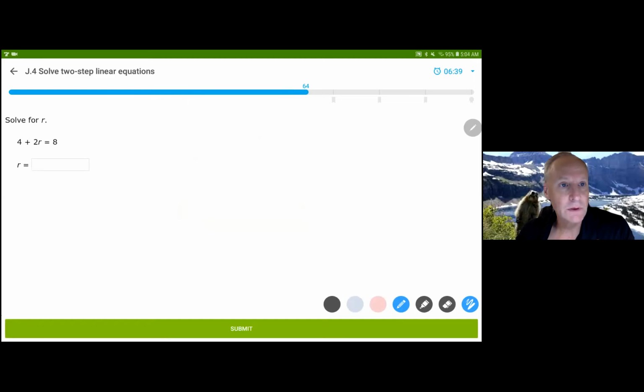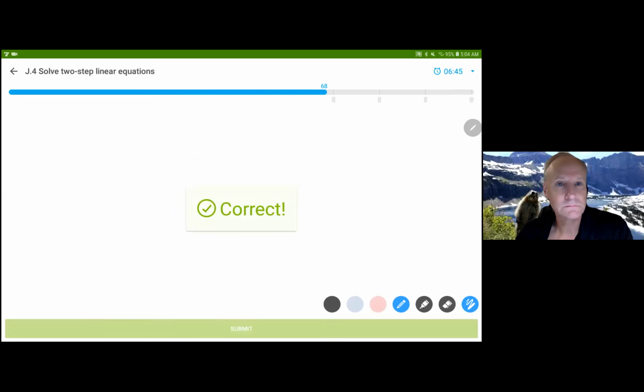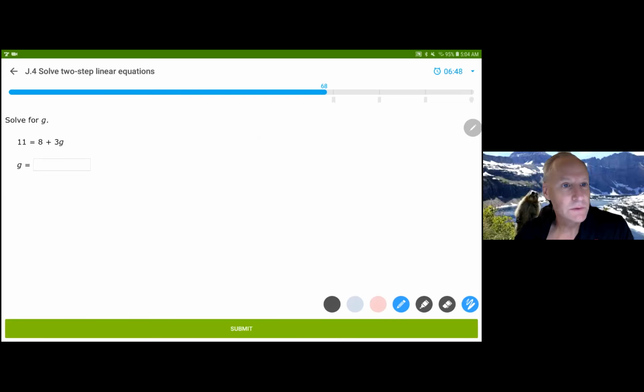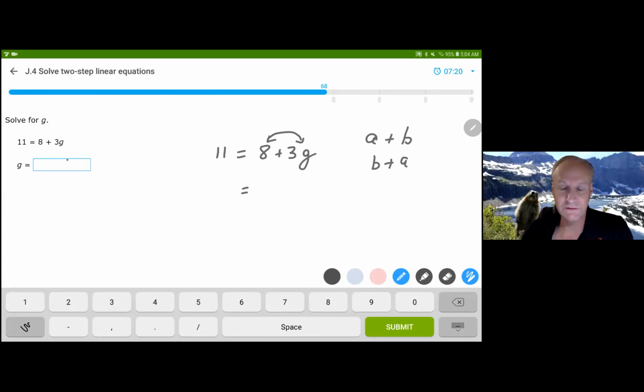This one we're going to subtract 4 and divide by 2 and get 2. In this one, we're going to subtract 8 and divide by 3 and get 1. Oh, by the way, these are backwards. So not only is the equation in a different order than we usually see it, but also the addition. Now, switching these two is allowed because A plus B is equal to B plus A. This is called the commutative property of addition. Commute means to move from one place to another.